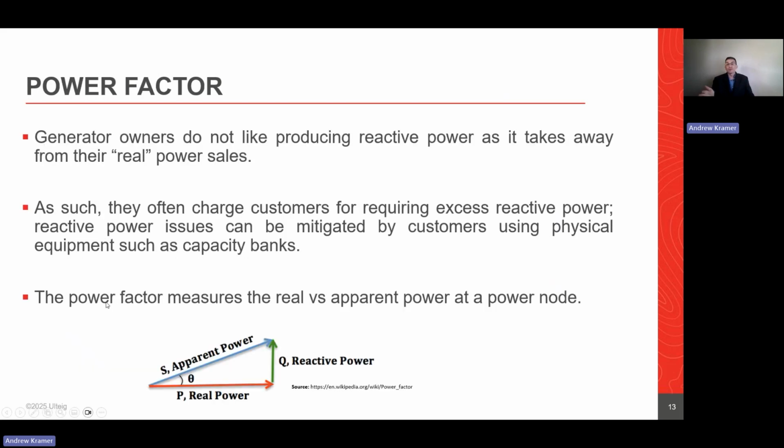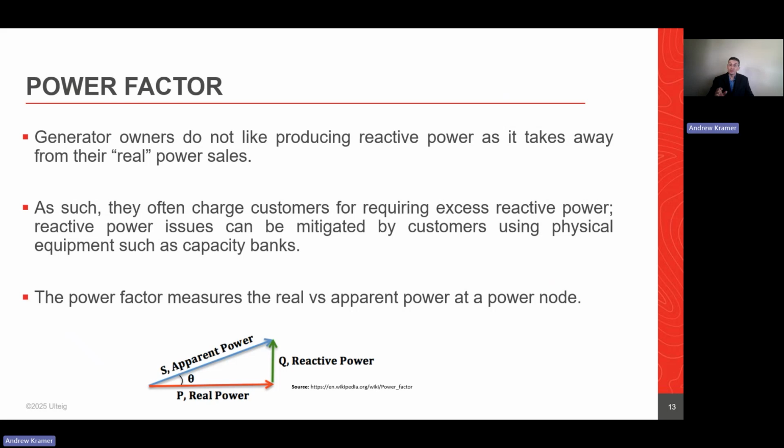So let's talk about how we track this. This is called power factor. It's very famous. This is kind of electrical engineering 101. Everybody looks at power factor at some point when you go through an electrical engineering course. Generator owners do not like producing reactive power, as it takes away from their real power sales, right? So energy that's being stored in field is not really something I'm selling you, the customer. I don't really like to have to produce that. So how do I keep track of this? A convenient way is called power factor.